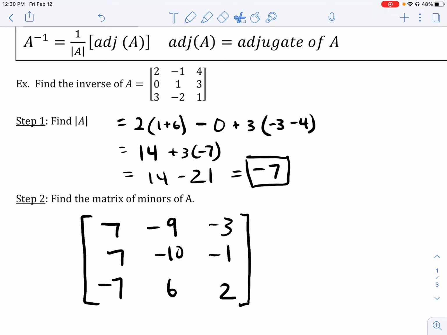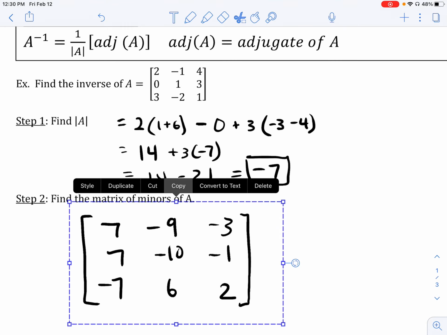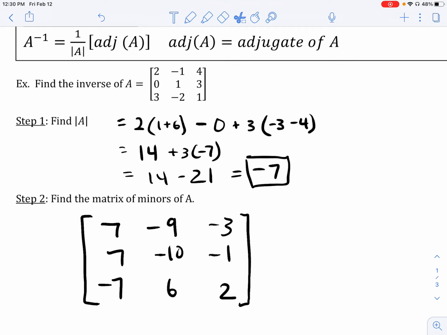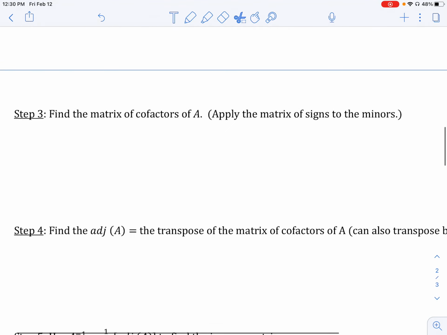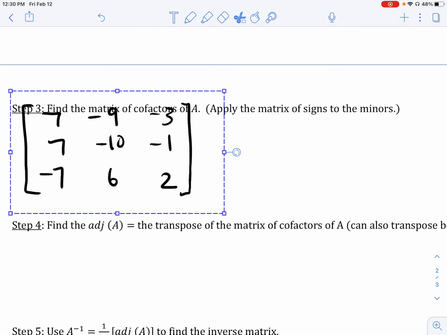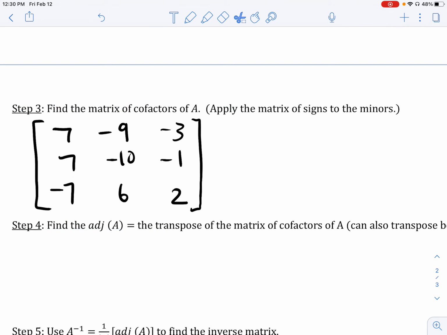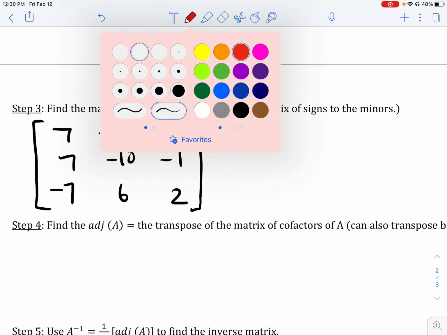Okay, and I'm going to copy this because I'm going to need this in my next step. So this right here is the matrix of my minors. Now, if we move to our next step, which is to find what we call the matrix of cofactors, all that means is we're going to apply the matrix of signs that we used earlier in the previous video to find the determinant, and we're just going to apply that here.